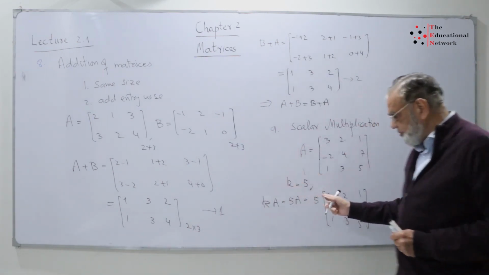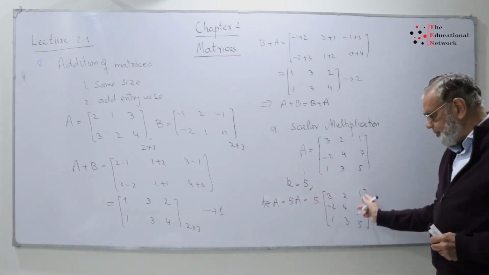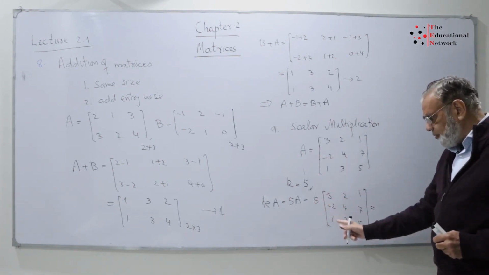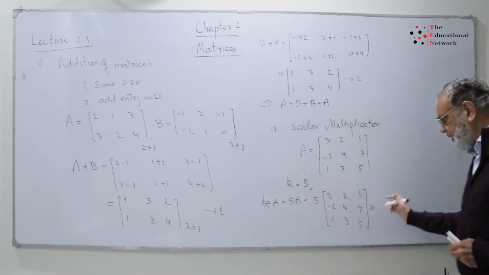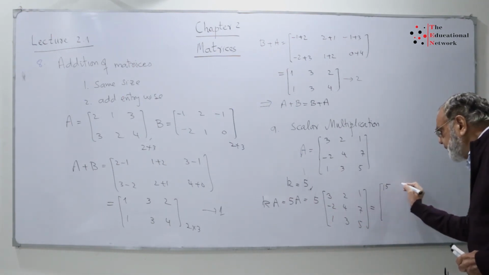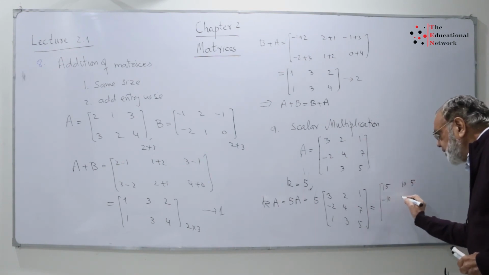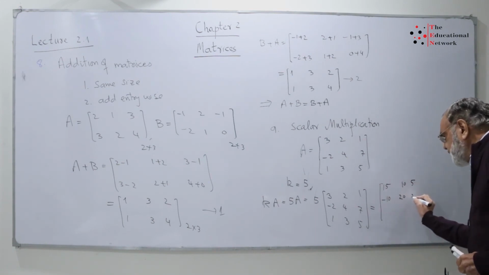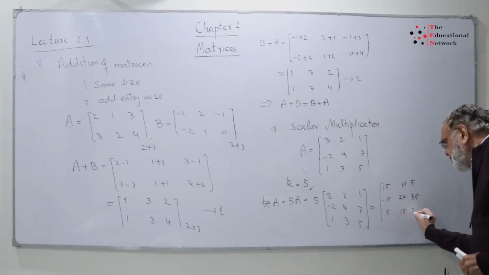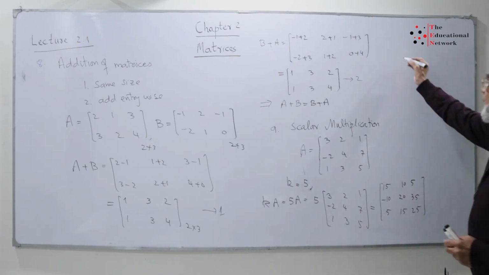This means each entry will be multiplied by 5. So multiply 5 by 3, 5 by 2, 5 by 1, 5 by minus 2, 5 by 4, 5 by 7, 5 by 1, 5 by 3, and 5 by 5. So I get my matrix as 15, 10, 5, minus 10, 20, 35, 5, 15, 25. It's a very important property. Don't forget it. I take a note here.